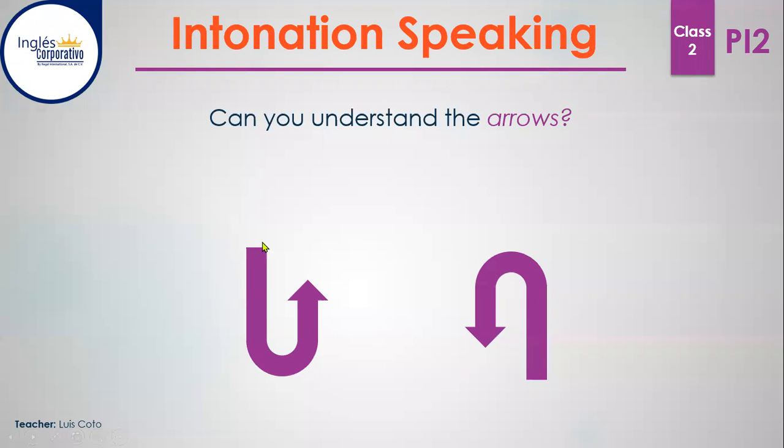Where does it go? Para donde va? Up. Correct. It's up. Because we are talking about intonation, it should be up. And the opposite is? Down. Correct. We have down intonation in English too. Okay, up and down. We have two.